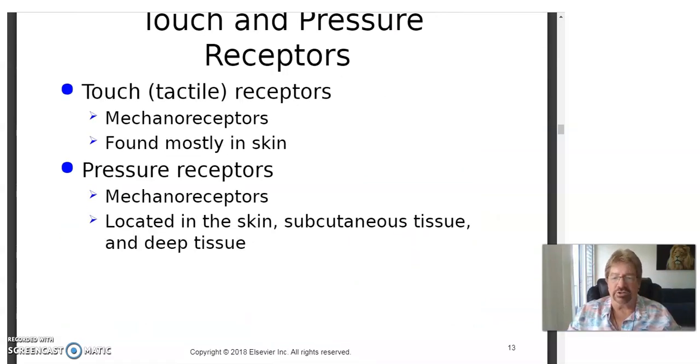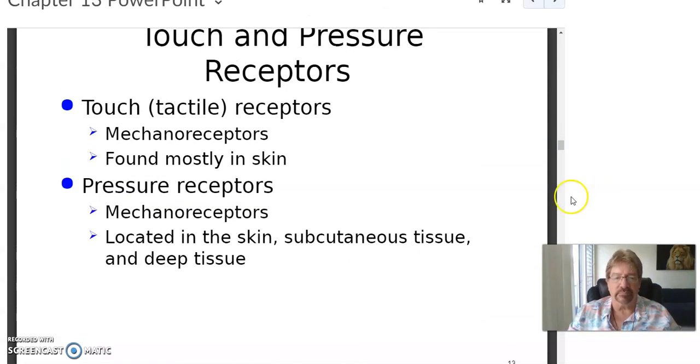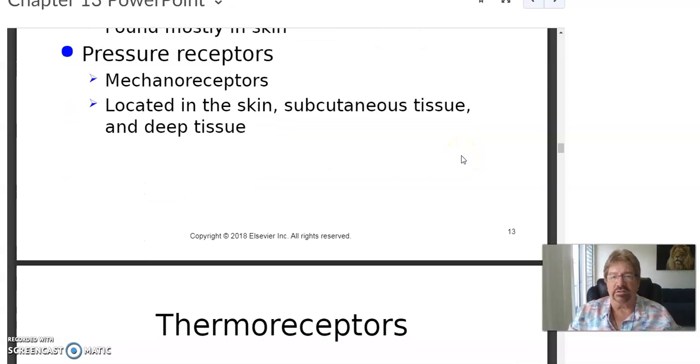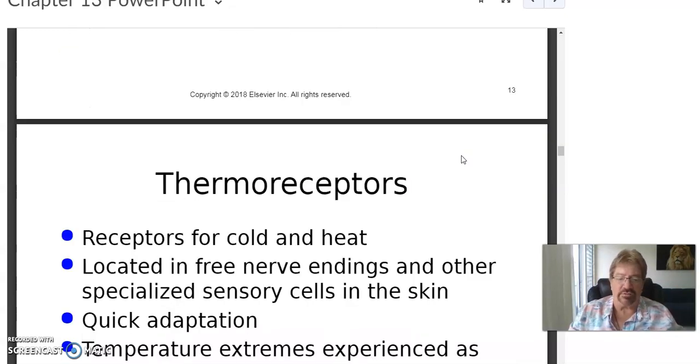Okay, touch and pressure receptors. Touch is tactile receptors, mechanoreceptors. Just think of mechanical stuff, mostly found in the skin. Pressure receptors are also mechanoreceptors, located in the skin, subcutaneous tissue, and deep tissue. Why? It's important, guys, not to undergo sustained pressure. It can damage nerves, it can inhibit circulation, ultimately cause tissue death. So we have all these things to make us aware so we can shift.